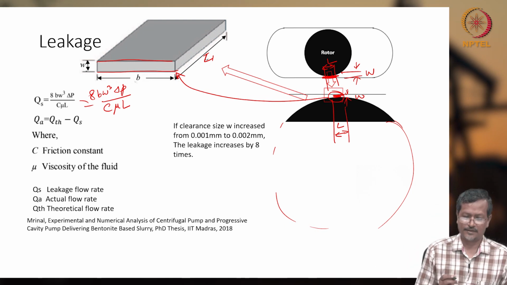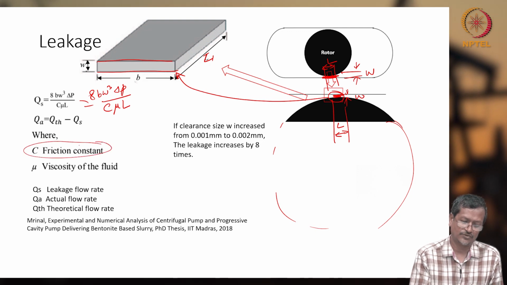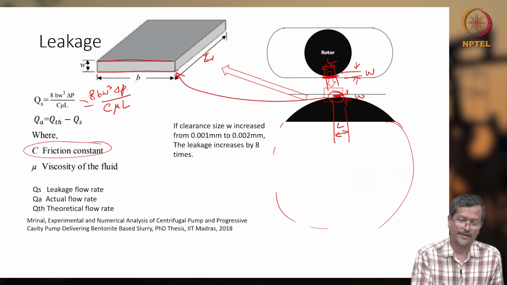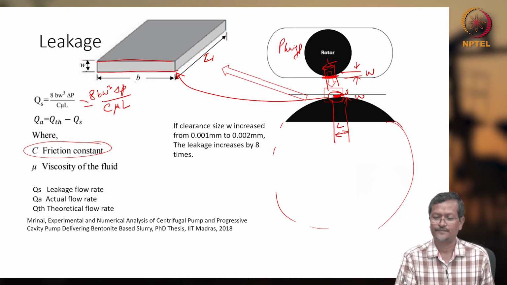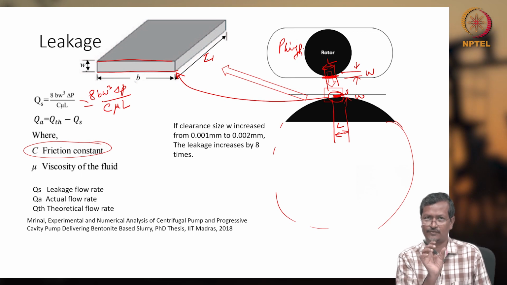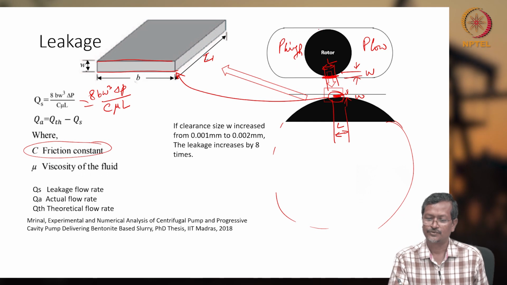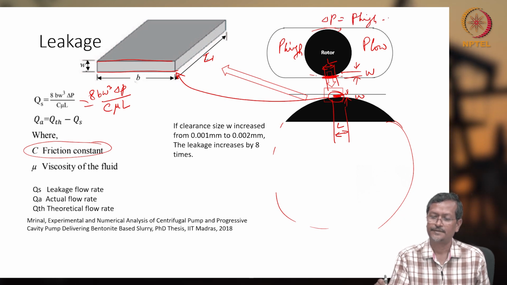Now many terms are unknown here. C is unknown. C is a frictional constant, so normally we will not have a value, but we can give one in an exam. And del P is the pressure difference, how much pressure you are giving. Let us say P high is the high pressure in one cavity on one side, and P low is the low pressure on the other. So this gap will have high pressure and low pressure, right? So the difference is P high minus P low.